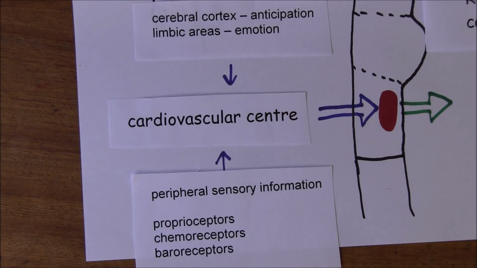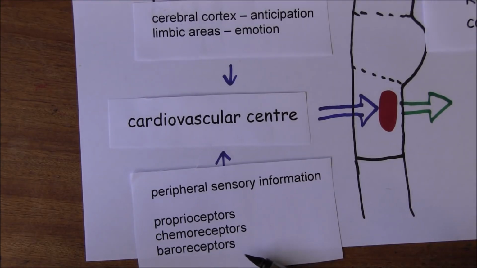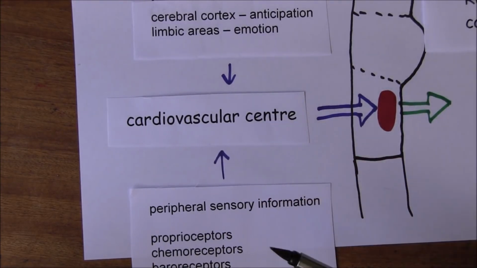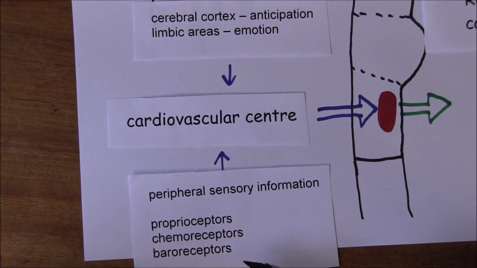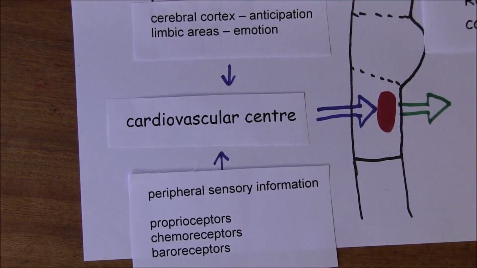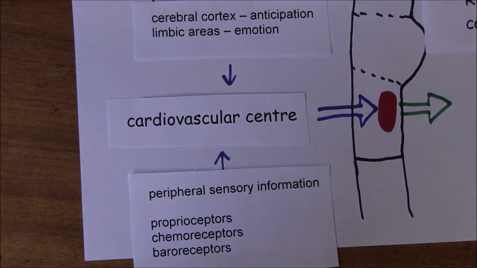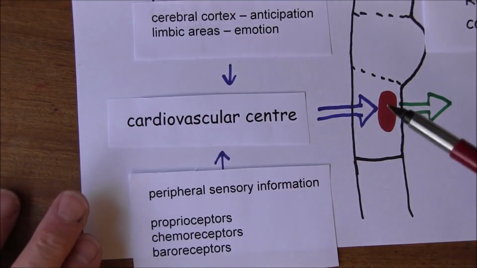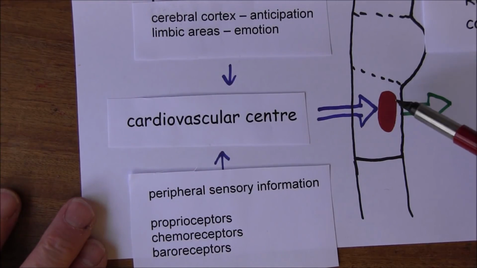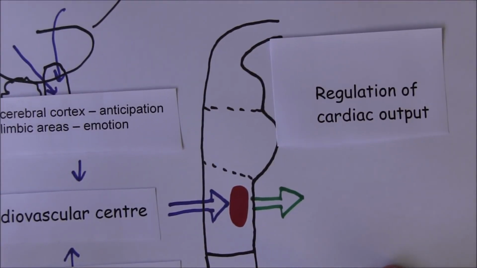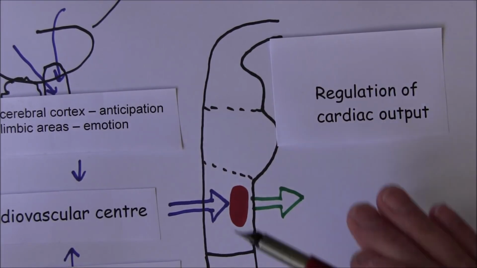And baroreceptors are the pressure detectors. And they're also going to send information to the cardiovascular centre. And we're going to look at these in more detail when we consider homeostasis of blood pressure. So we see these inputs into the cardiovascular centre. And the cardiovascular centre is brilliantly computing all this in order to regulate appropriate cardiac output.